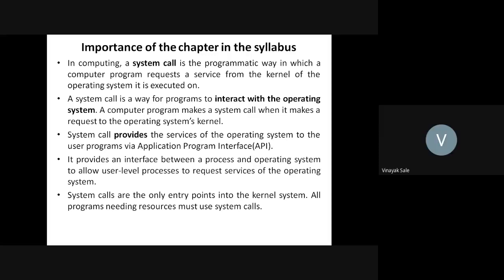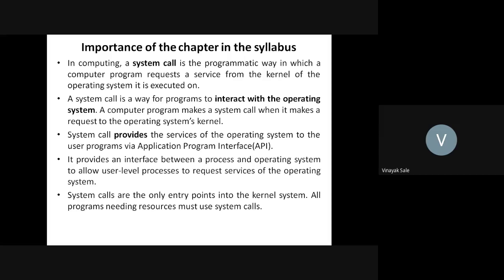Then, importance of the chapter in the syllabus. So in computing, a system call is a programmatic way in which a computer program requests a service from the kernel of the operating system it is executed on. A system call is a way for programs to interact with the operating system. A computer program makes the system call when it makes a request to the operating system's kernel.